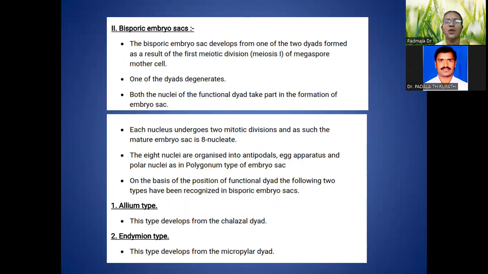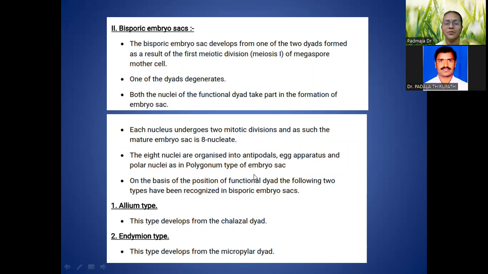Now, both of the nuclei of the functional dyad, just you have to remember that in a dyad 2 nuclei will be there, but there won't be any wall formation. So that is called the dyad. And this dyad has the 2 nuclei that participate in the embryo sac. That condition is called bisporic. Bi means 2 nuclei are present in the dyad, and the formation of the embryo sac takes place. And each nucleus undergoes 2 mitotic divisions, and as such, the mature embryo sac is 8 nucleate. And these 8 nuclei are organized into antipodals, egg apparatus, and polar nuclei, just like a Polygonum type of embryo sac.